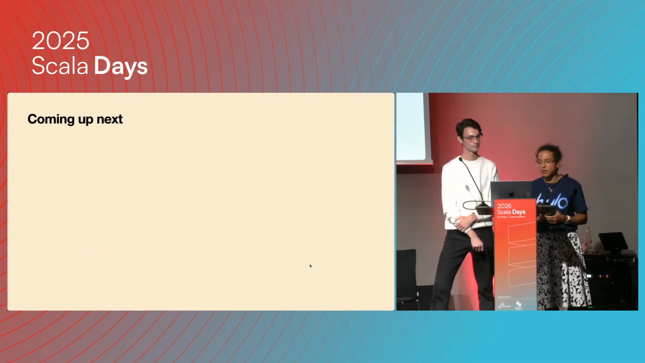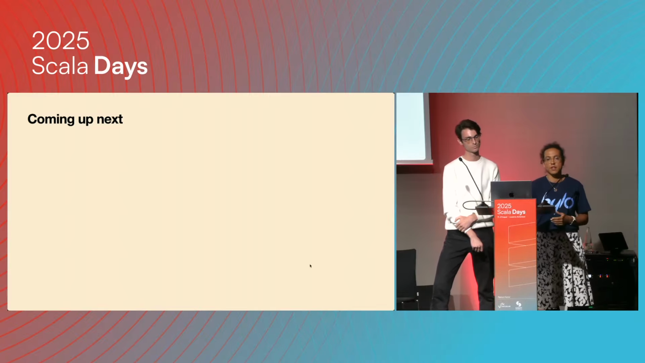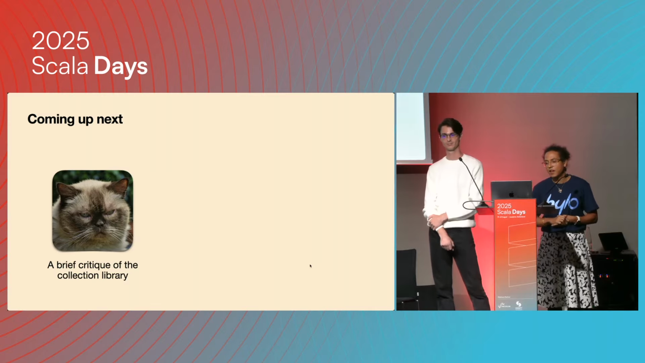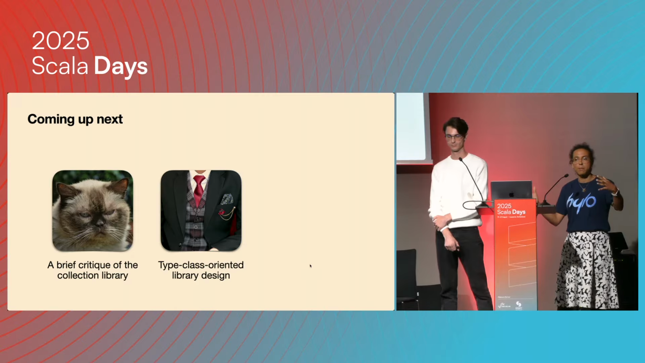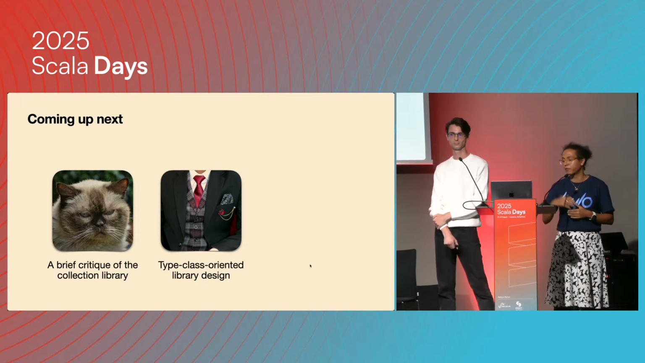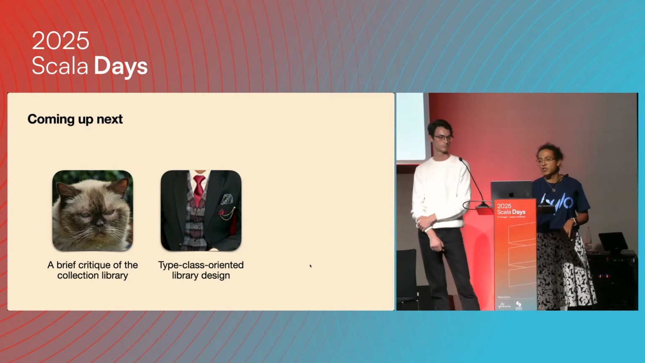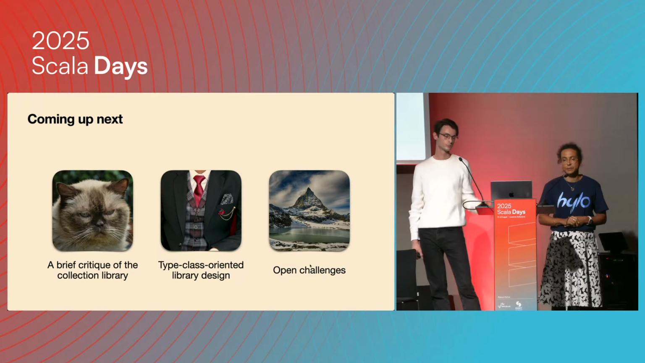For the remainder of the talk, we will need to set up some contexts. And for that, we'll start with a brief critique of our beloved collection library. And then we'll discuss some alternatives to collection libraries that are more based on type classes approach coming from Rust and Swift and C++. And finally, we'll look at open challenges with this design seen through the context of Scala.